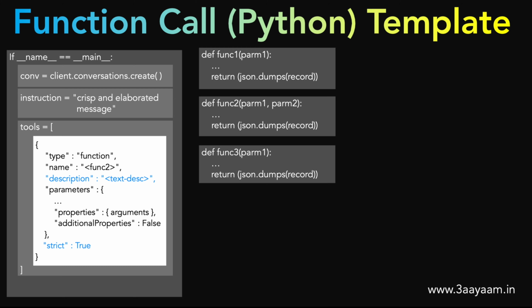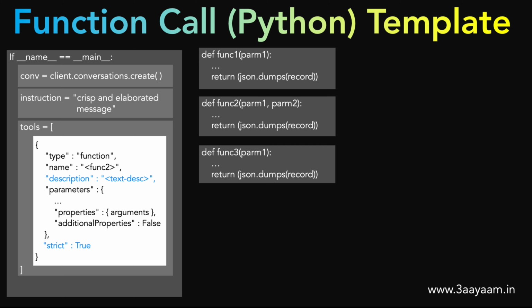So the description has to be very crisp, which should contain the input parameters it would take, what output it would generate, etc. And then we have the parameters. In parameters, we provide the input arguments to the functions, and then we'll have to mention strict to be true. And the purpose of this strict option is to instruct the large language model so that the argument is sent as per the function definition.